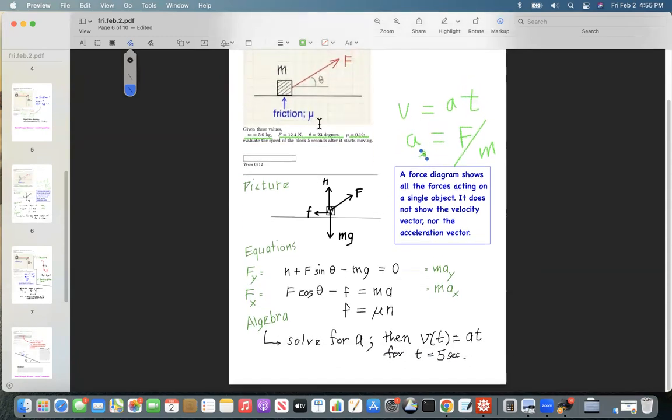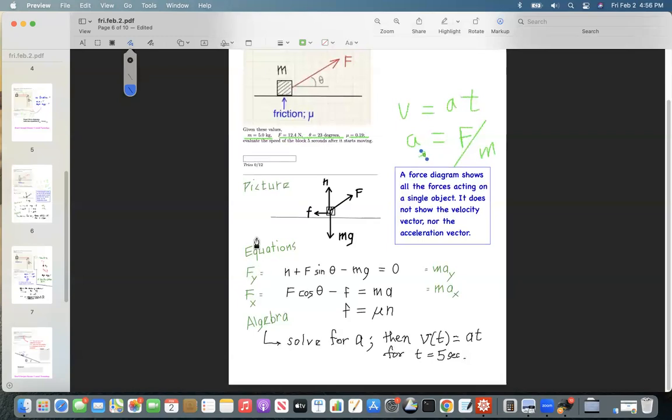All right, so here's the force diagram. There's gravity pulling it down. There's a normal force pushing it up. There's a force of friction opposite to the direction of motion. Obviously, if I pull it with this force vector, it'll go to the right. So the frictional force will be to the left. And then there's the external force F, which is at an angle.